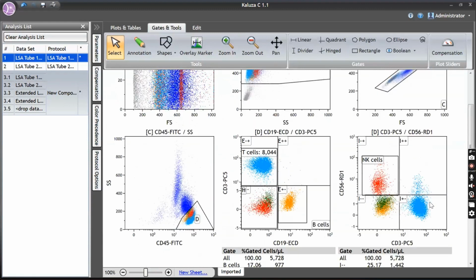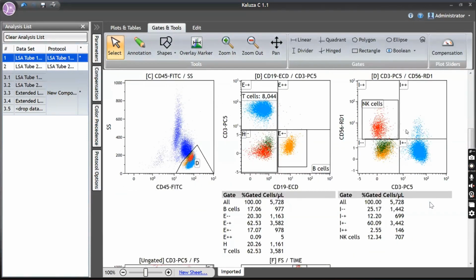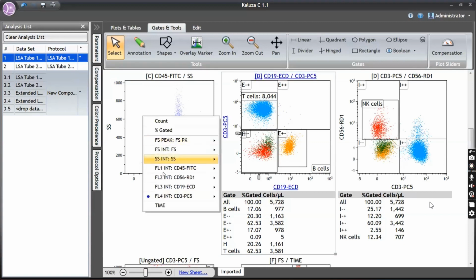So once this tube is done, now you go for the second tube, because this is a company-given cocktail. This cocktail means the antibodies are already mixed together. So you have to do it by two tubes. If you are doing my way of manual gating, then you can include all the antibodies, in fact CD4 and CD8, in this tube itself.